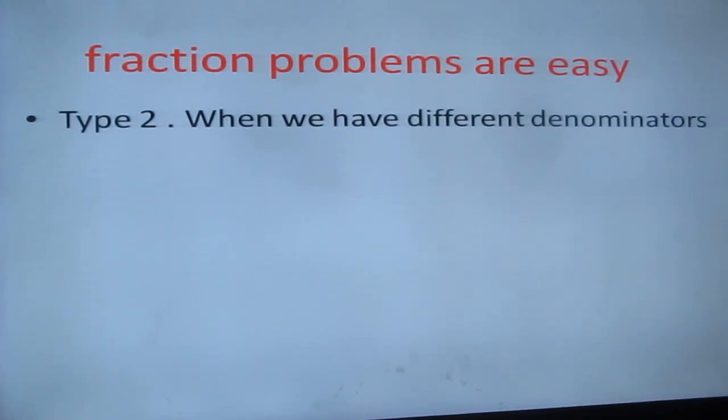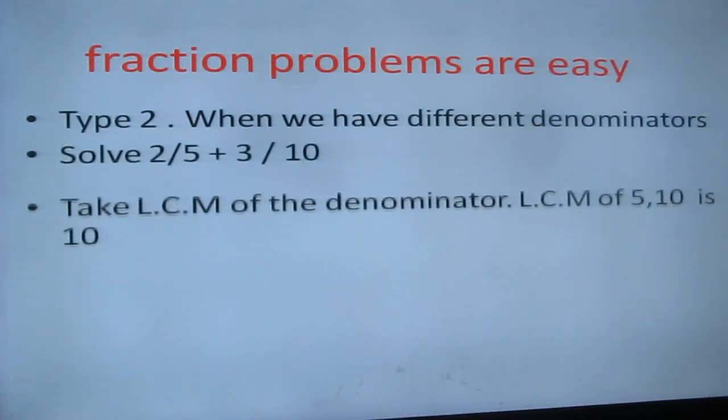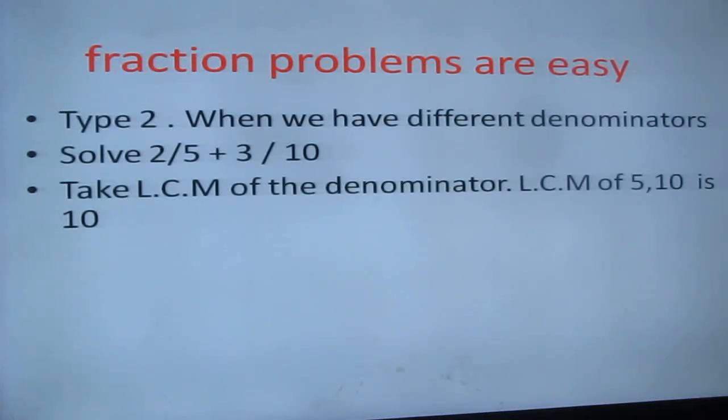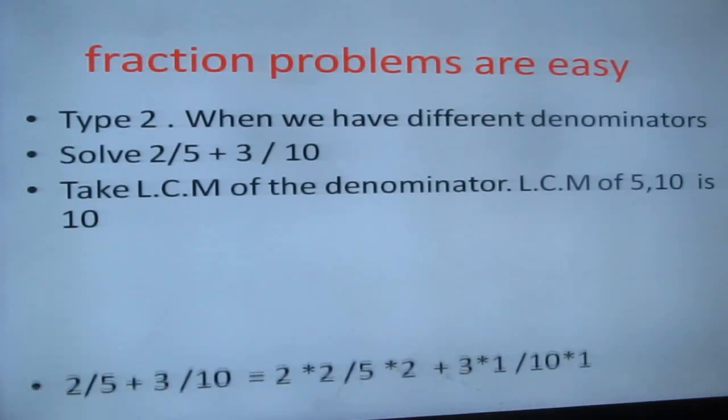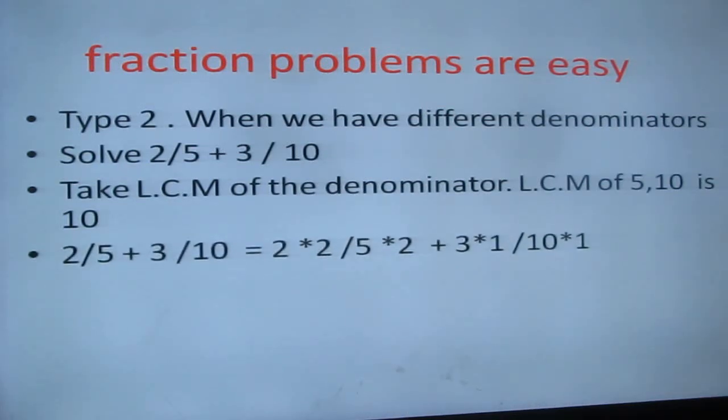Type 2, when we have different denominators: solve 2 by 5 plus 3 by 10. Take the LCM of the denominators. The LCM of 5 and 10 is 10. Now, as we have done this question earlier, 2 by 5 plus 3 by 10.